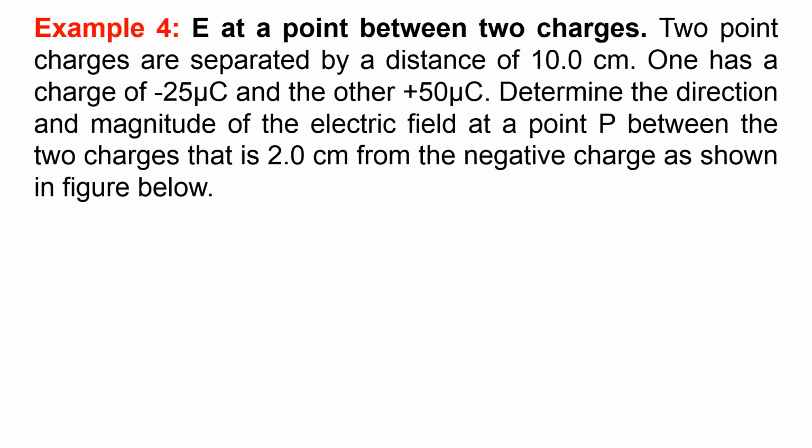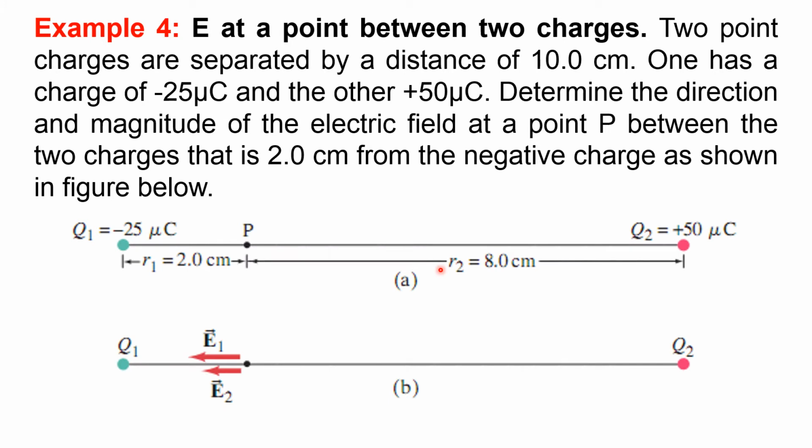Yeah, then question number 4, calculation of the electric field at a point between two charges. Two point charges are separated by a distance of 10 centimeters. One has a charge of minus 25 microcoulomb and the other plus 50 microcoulomb. We are asked to determine the direction and the magnitude of the electric field at a point P between the two charges, that is 2 centimeters from the negative charge as shown in this figure below.